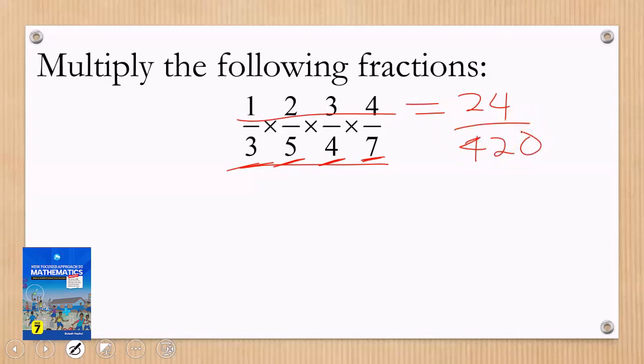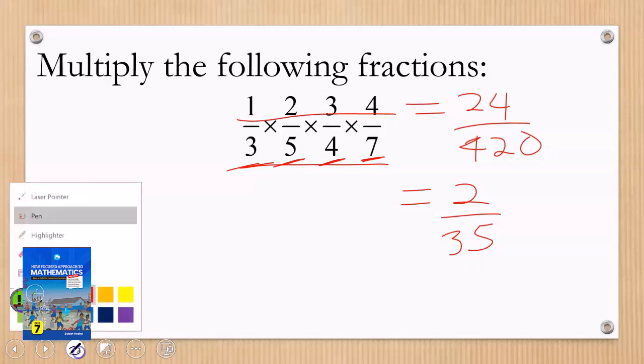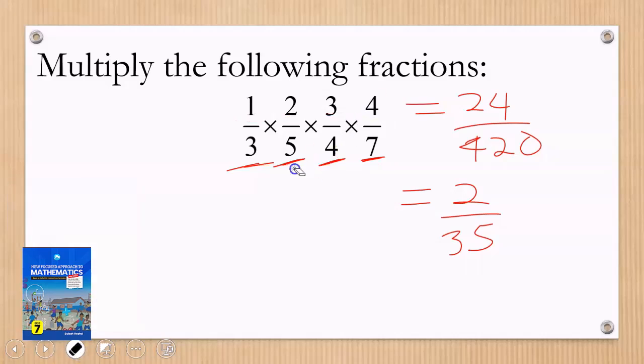Now our target is to reduce this fraction to the lowest form, right? And we have 24 divided by 420. So take your time and go through the divisions that we've learned already in the book. And I'm sure when you do that, you have your answer to be 2 over 35. And that becomes the answer for the whole fractions here. Now let's look at an alternative way of doing this. The alternative way is to do cancellation. So let's see whether we can do that and get the same result.